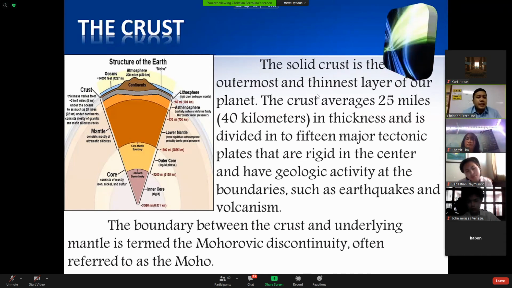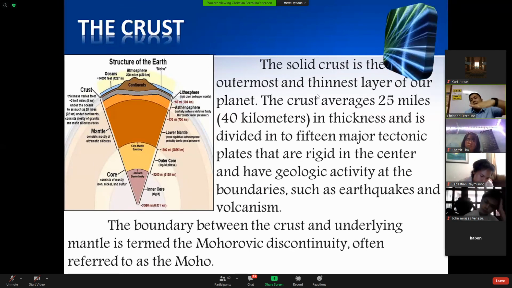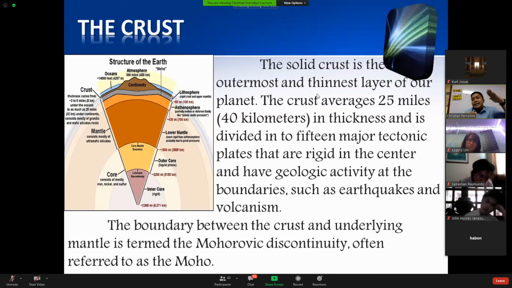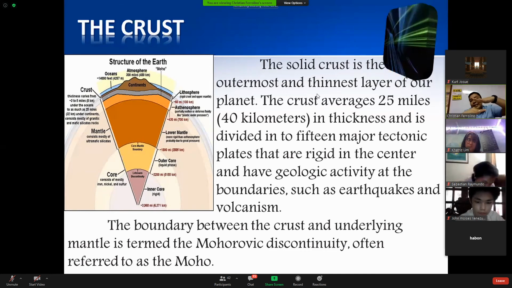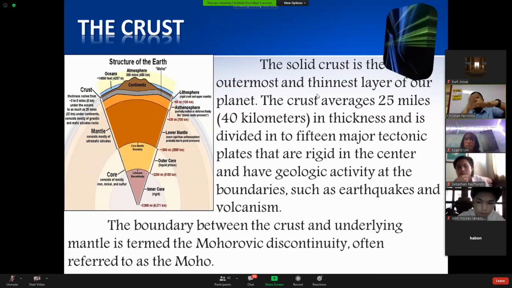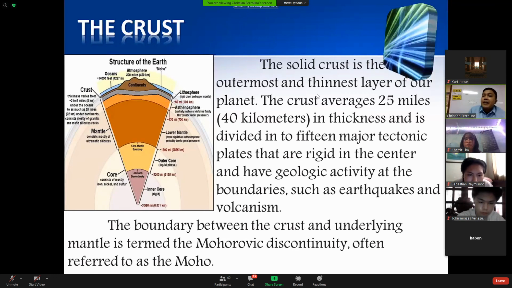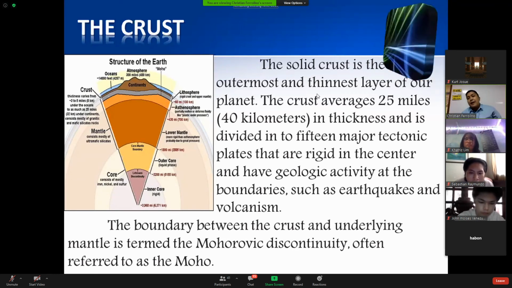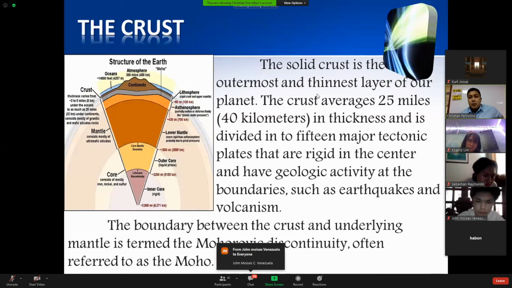Now, the crust going into the mantle is not a continuous path. Okay? Hindi siya pagkatapos, halimbawa, ito yung crust, mantle agad. No, it's not like that. Pagkatapos ng crust, hindi agad mantle. There is a space that separates the mantle from the crust. And this one is known as the Mohorovicic discontinuity or the Moho zone. So the boundary that separates the crust from the mantle is known as the Mohorovicic discontinuity or our Moho zone.